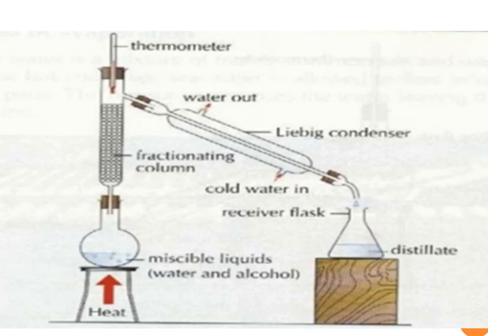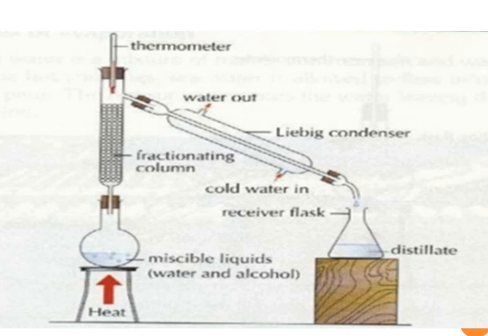And this is the setup that is used to carry out fractional distillation. This is the flask where the mixture is placed and then heated. This is the fractionating column. Then this is a thermometer attached to the column, and then this is a condenser. The essence is to condense the vapor that passes through it and then it is collected, as the case may be.